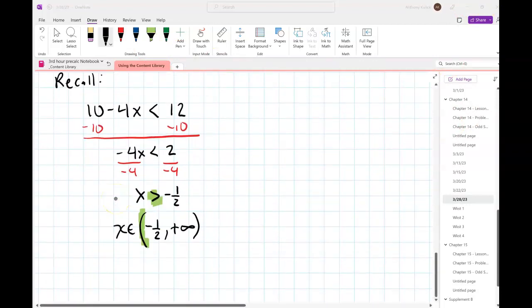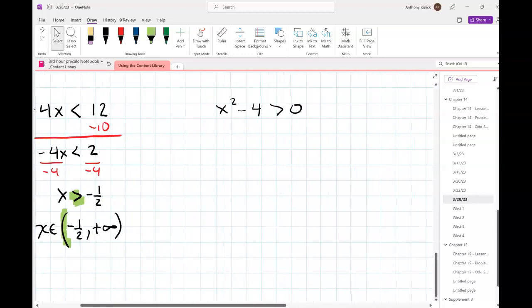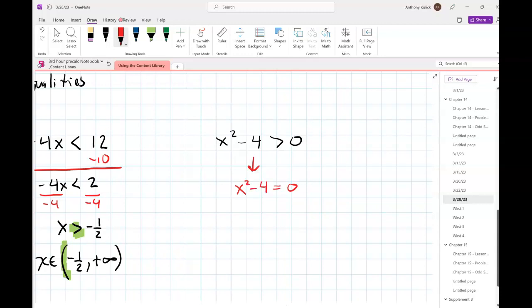So let's now do another one. This is more of an Algebra 2 problem. I don't know if you did this last year because it's quadratics. I suspect maybe you did. How do I solve an inequality like this one? I would start by pretending this is an equal zero problem. And then you could factor, or you could solve this directly by adding 4 to both sides.